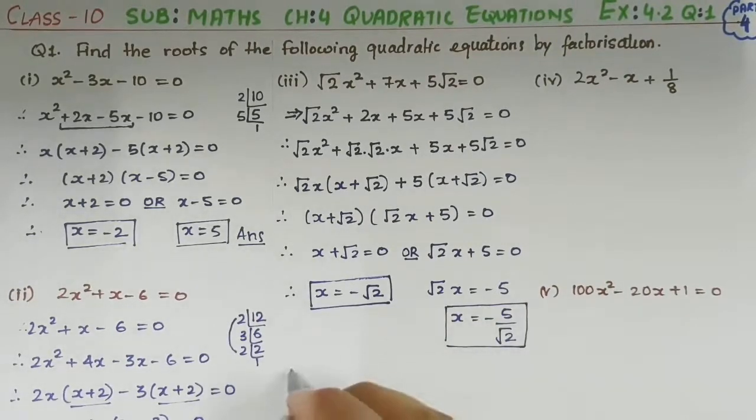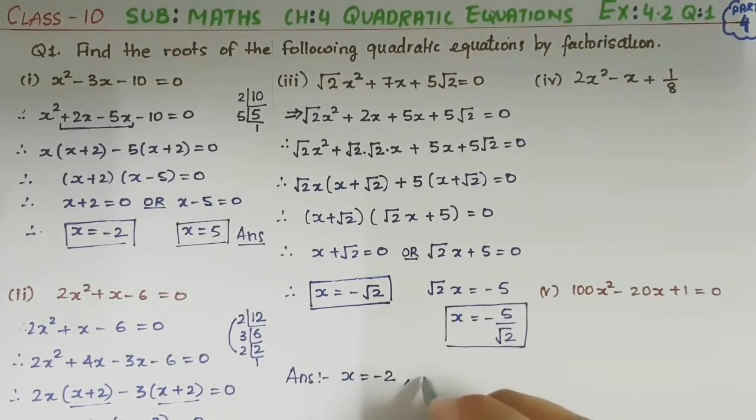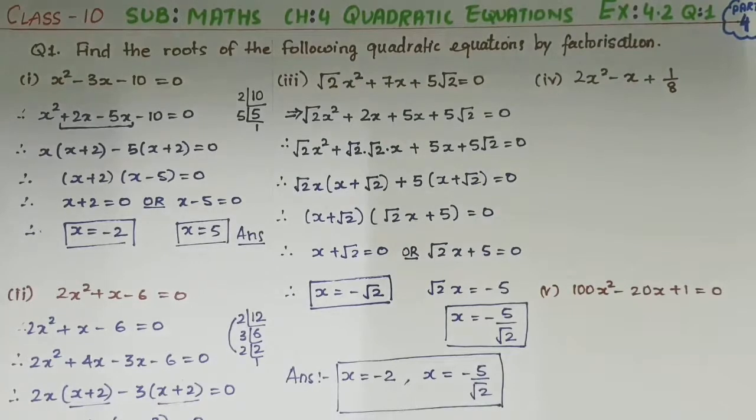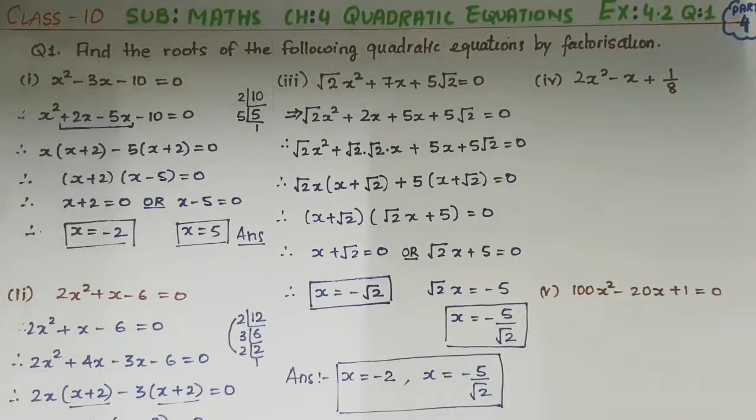Okay, you can write down the answer neatly again, that is x equals to minus root 2 or x equals to minus 5 upon root 2. Okay, I hope you have understood this sum. Now let us solve the fourth question.